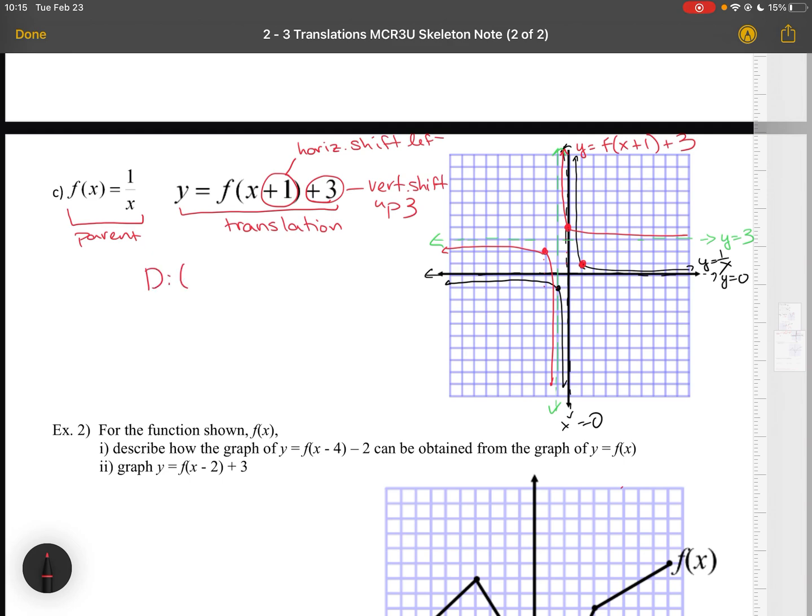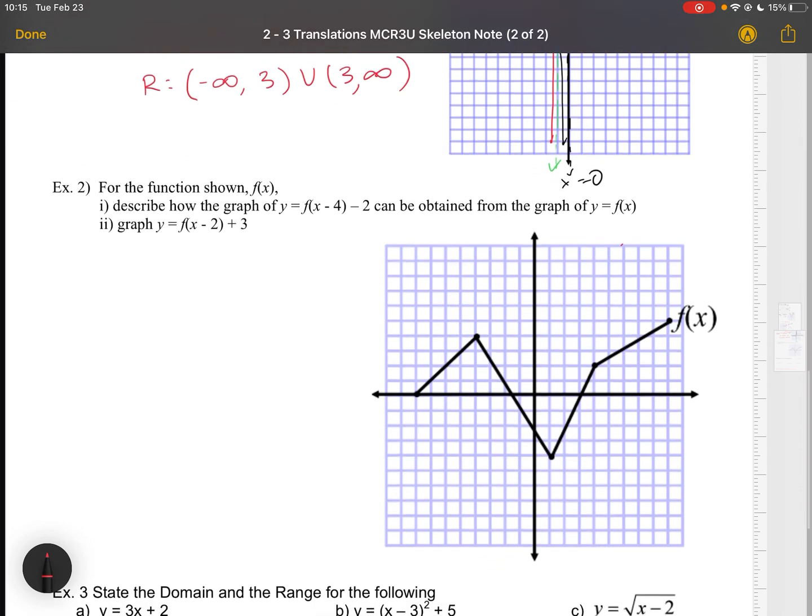So this is the tricky one. I'm going to go all the way from minus infinity to minus 1 horizontally. And then I go from minus 1 to positive infinity. And then my range is going to go all the way from minus infinity up to my horizontal asymptote. And then continue on from my horizontal asymptote all the way up to positive infinity.